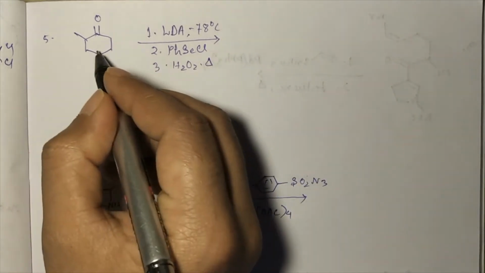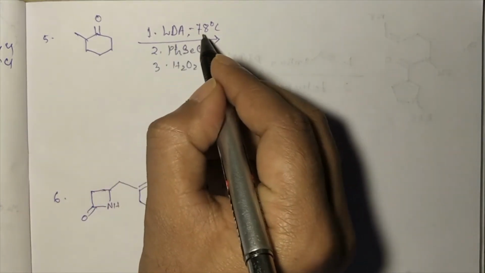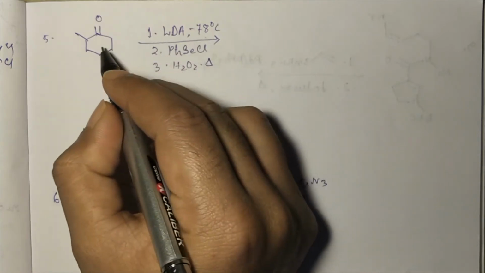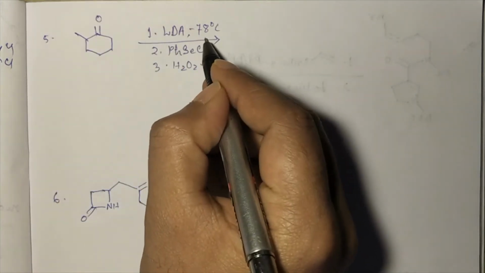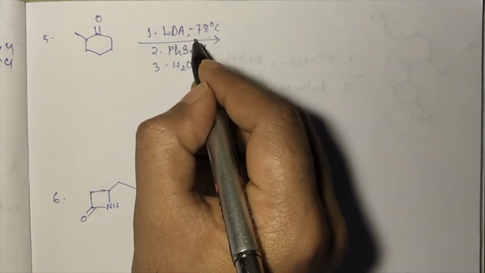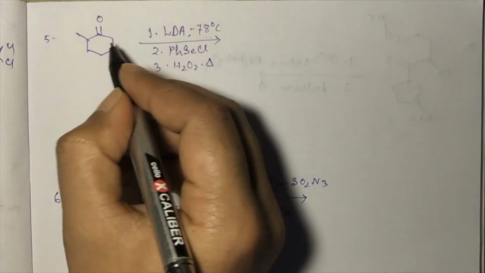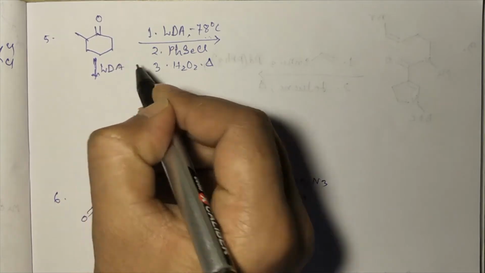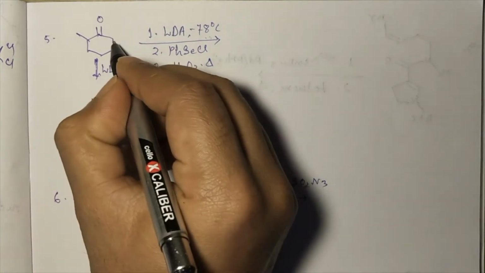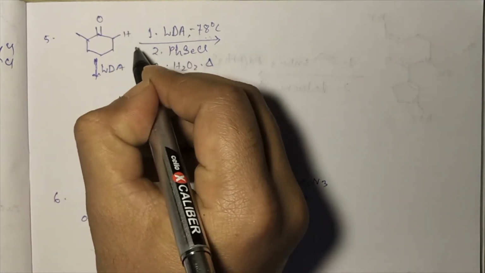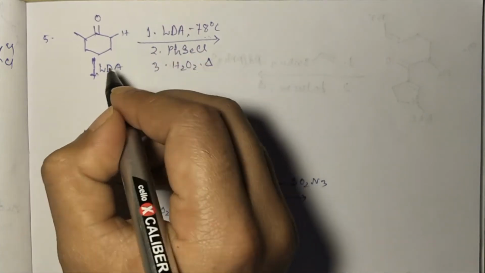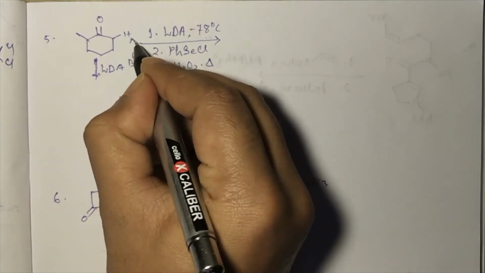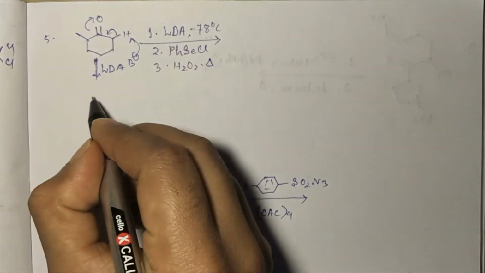So if this substrate is treated with LDA at minus 78 degree centigrade, then what will happen here? The kinetic enolate will be formed because the temperature is low. So first, if it is treated with LDA, then the kinetic enolate will form, that is, this hydrogen will be taken by LDA. So the corresponding enolate will be formed.